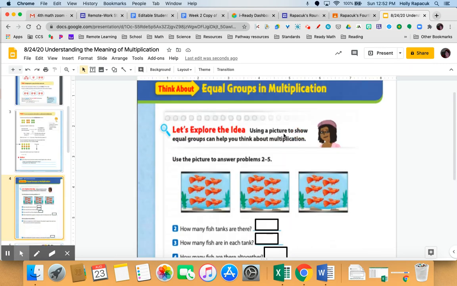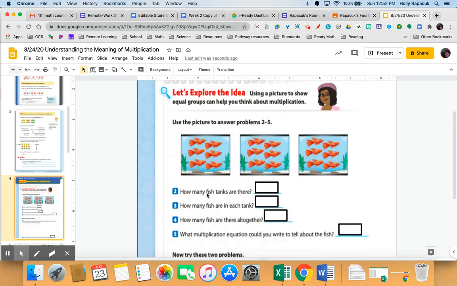Now, our next, equal groups and multiplication. Remember, equal is our key word because they all have to have an equal amount, or the same. Let's explore the idea. Use a picture to show equal groups, which can help you think about multiplication. Use the picture to answer problems 2 through 5.